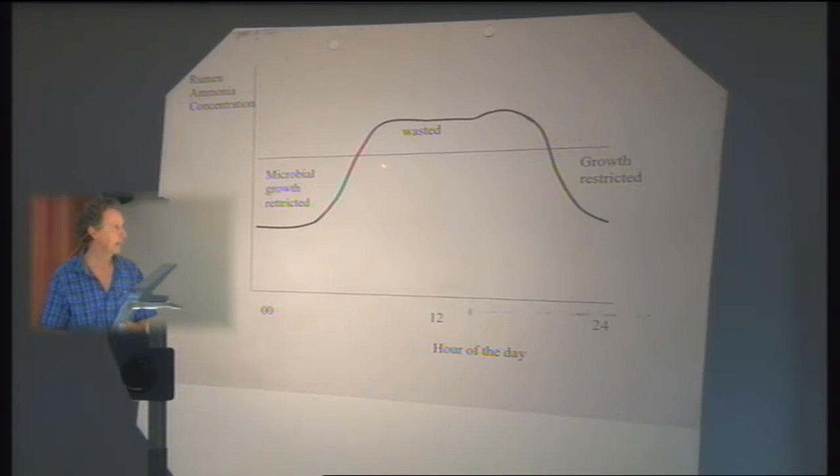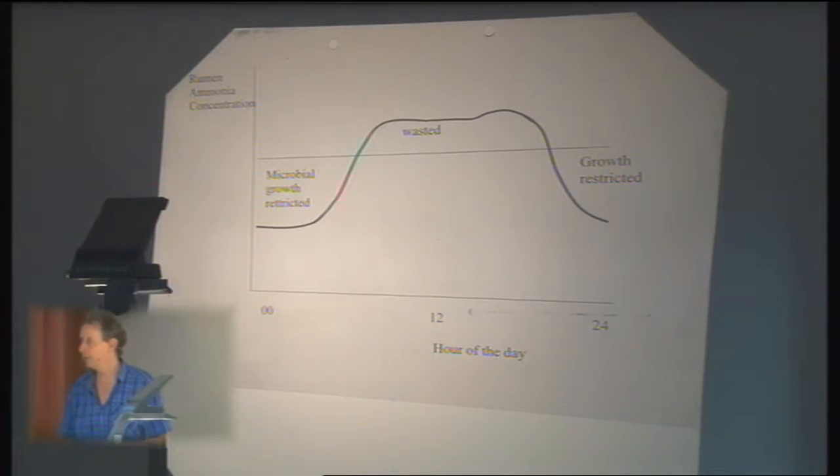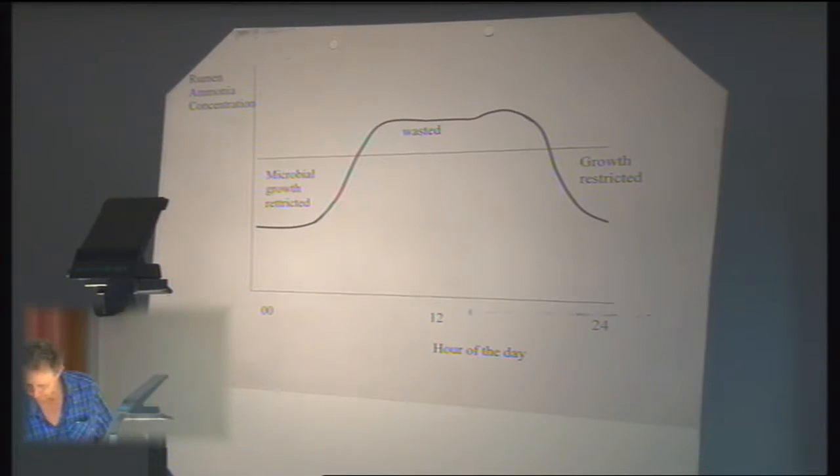So here's the rumen ammonia concentration. As the nitrogenous compounds are volatilized into ammonia, that's absorbed into the bloodstream. But this is the absorption rate. Some of it will be wasted, and if it's too low, it will be restricting the growth. So you haven't got a steady situation. Okay.